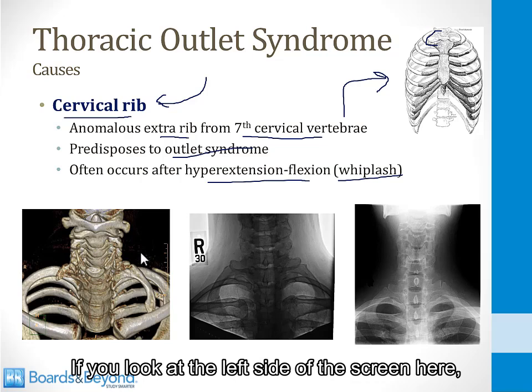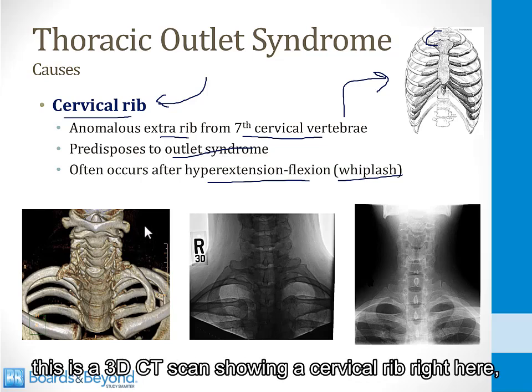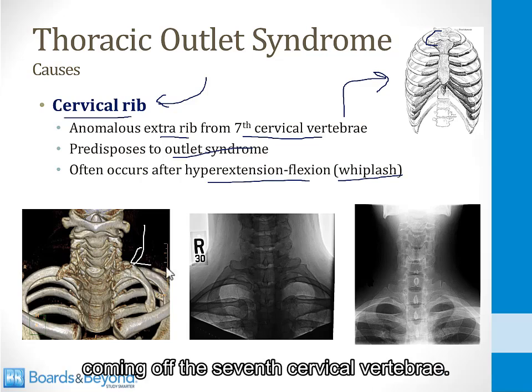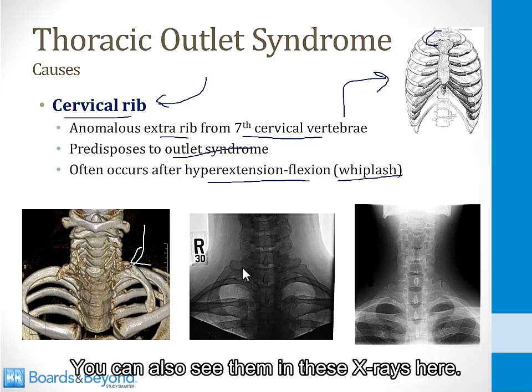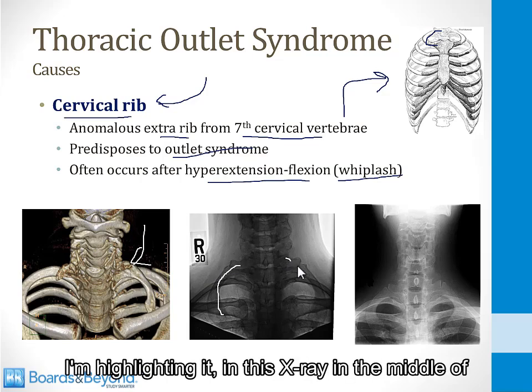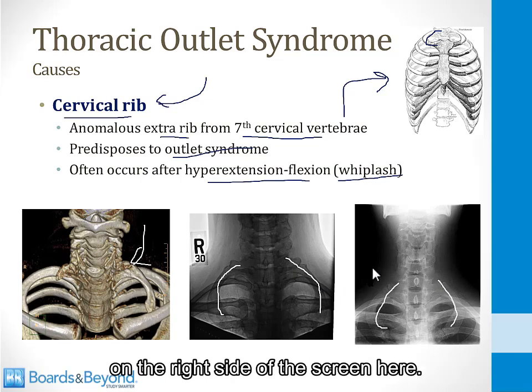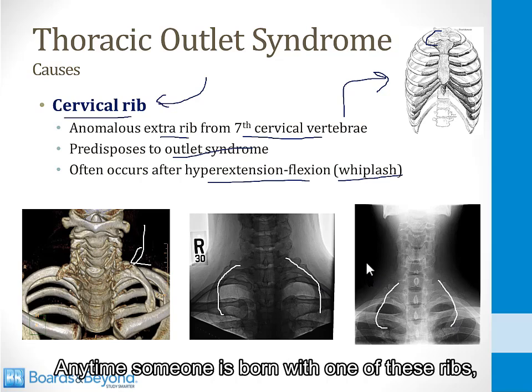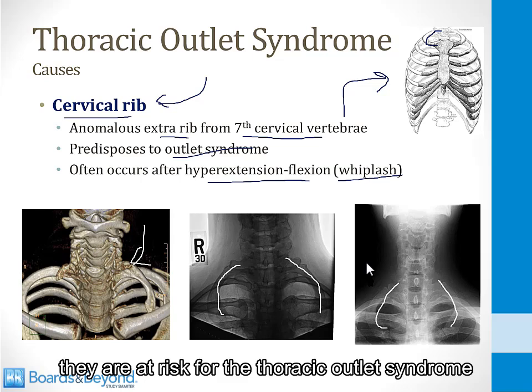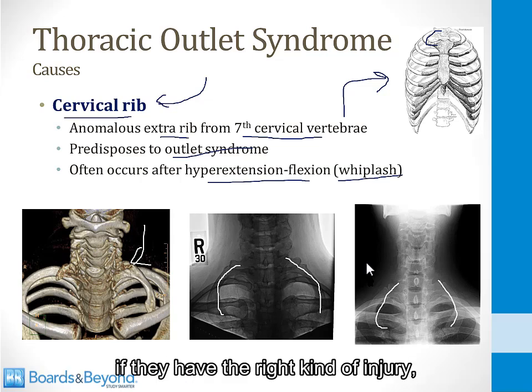If you look at the bottom left side of the screen here, this is a 3D CT scan showing a cervical rib right here coming off the 7th cervical vertebrae. You can also see them in these x-rays here. I'm highlighting it in this x-ray in the middle of the screen here. There's also a cervical rib shown bilaterally in this x-ray on the right side of the screen here. Anytime someone is born with one of these ribs, they are at risk for the thoracic outlet syndrome if they have the right kind of injury.